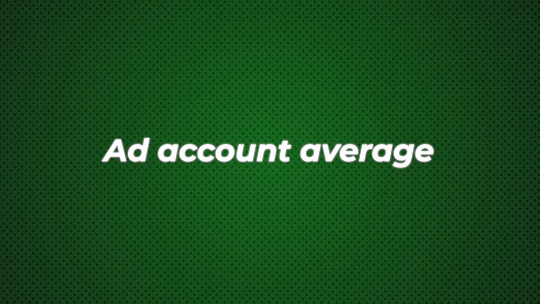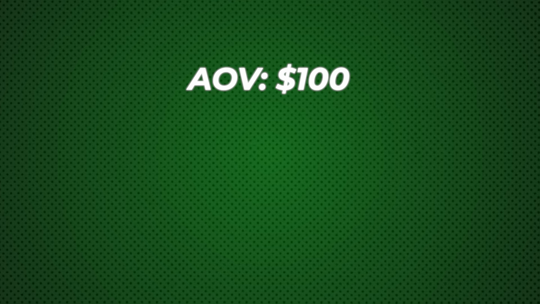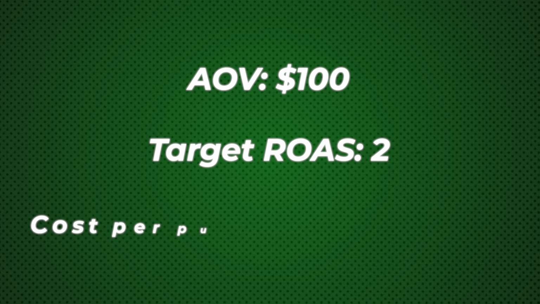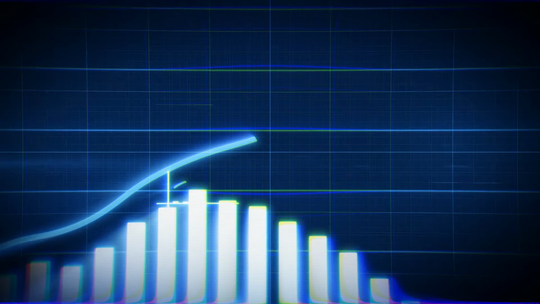So let's start with where you need to set your manual bids. I usually start either at my ad account average, under the assumption that you're hitting your cost per purchase target, or slightly below, because it's better to start conservative and then increase the bid than lose money if you start with a higher bid. So let's say your AOV is $100. Your ROAS target is 2, which means your cost per purchase target is 50. If you're currently getting $70 cost per purchase in the ad account, you cannot expect to set cost cap at 50 and expect it to spend the full budget and deliver great results.